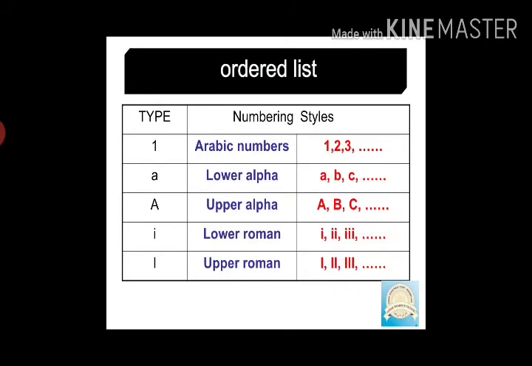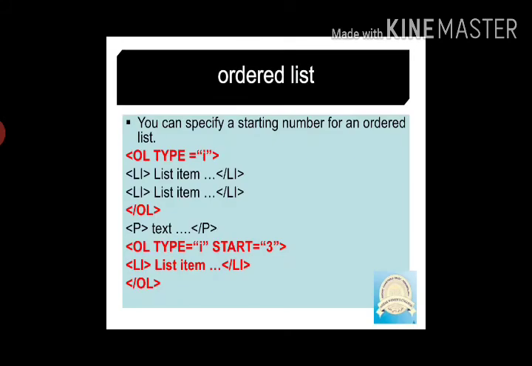Type is equal to a for lower case alphabets. Type is equal to capital letter A for upper case alphabets. Type is equal to small letter i for lower Roman numerals. Type is equal to capital letter I for upper Roman numerals. You can also use the start attribute for setting the starting number of an ordered list.